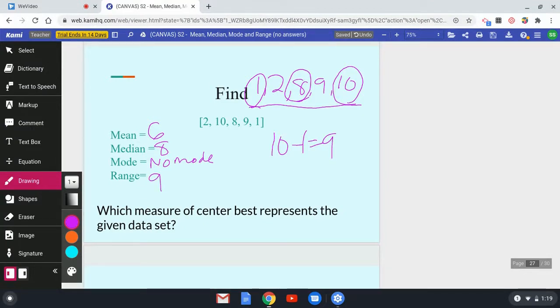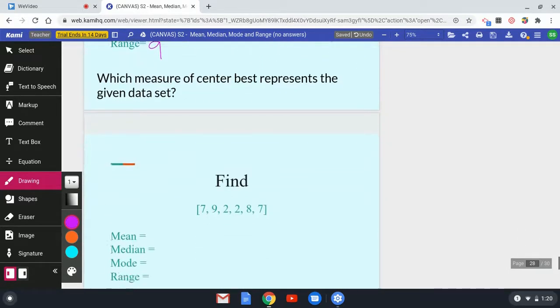Which measure of center best represents the given data? In this case, I would say the mean. Why? If you look at our data set in order, we have some pretty extreme numbers. We're clear down at 1 and 2, and then we skip all of the numbers in between and go up to 8, 9, and 10. So really, 8's not really a center of this list. If I were to list all the numbers, 5 would be the center, right? So 6 is a better representation of this information.